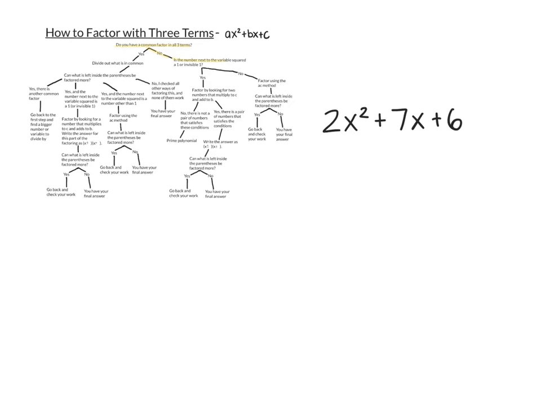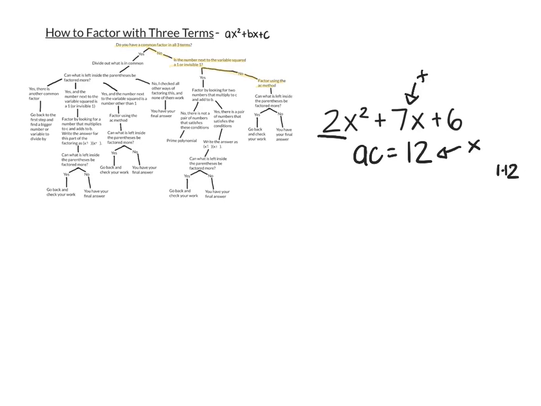Is the number next to the variable squared a 1 or invisible 1? So our number next to the x squared is a 2. So no, it's not a 1 or an invisible 1. So I'm going to have to go down the no path. So then factor using the AC method. All right, so first, AC, 2 times 6, 12. Now I'm looking to see what multiplies to 12 and what adds to 7.